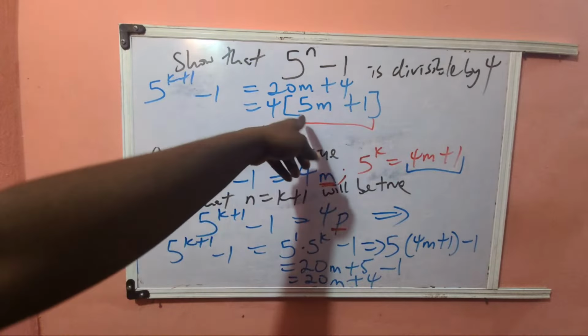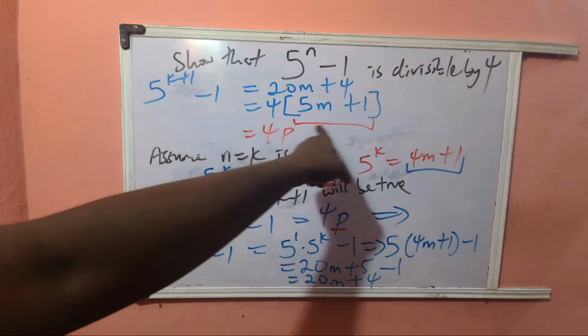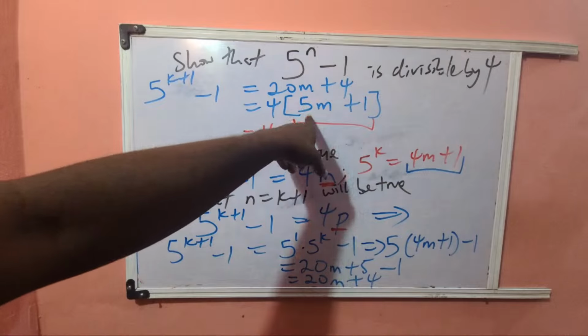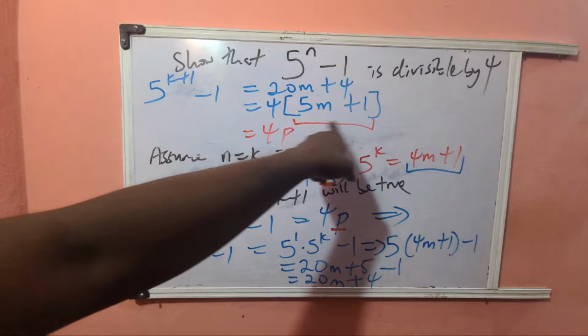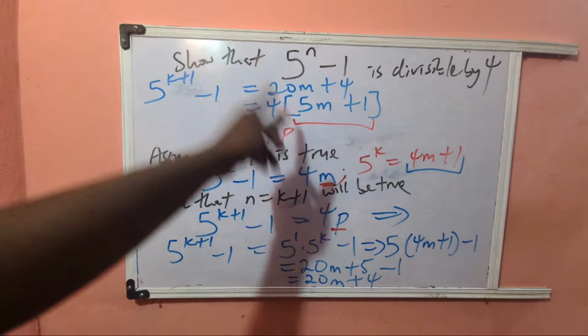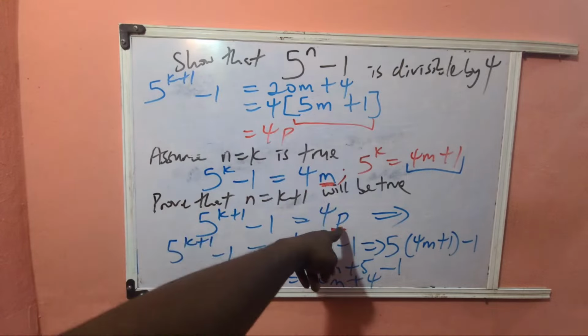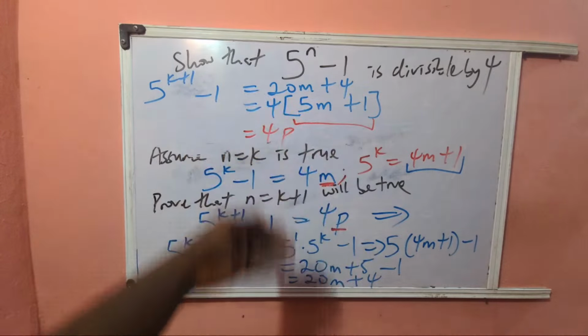So you can decide to use Y. My resultant integer value when I do 5 times an integer plus 1, whatever I get, let me call the integer value P. Let me call it Y. Let me call it Z. Whatever you want to call it is up to you. I'm just using P there, for the sake of indicating that an integer value is what we are dealing with. That's just it.